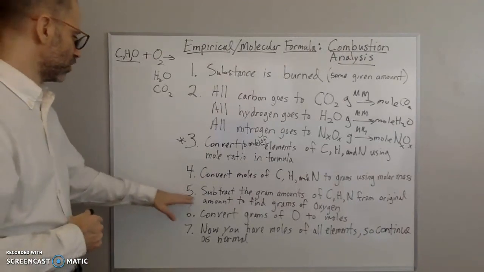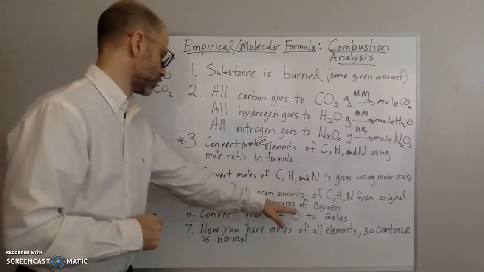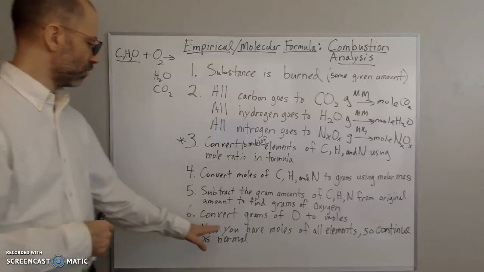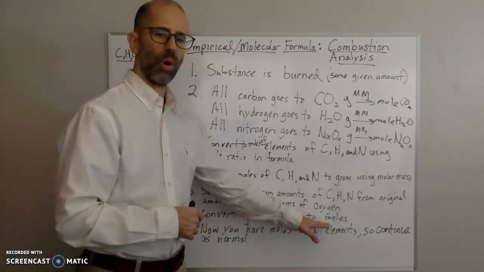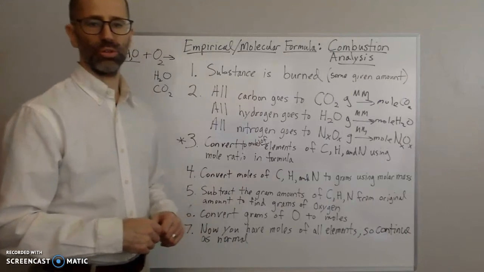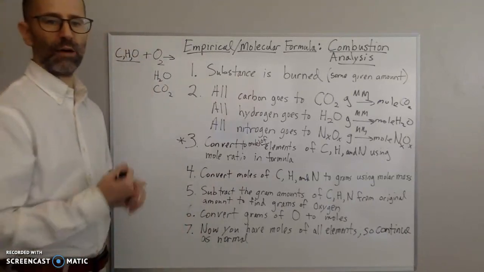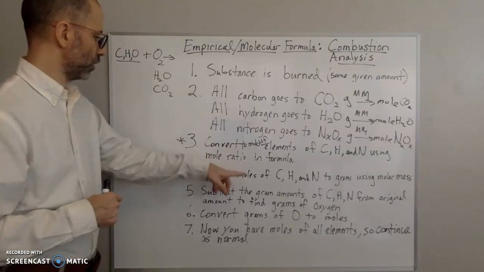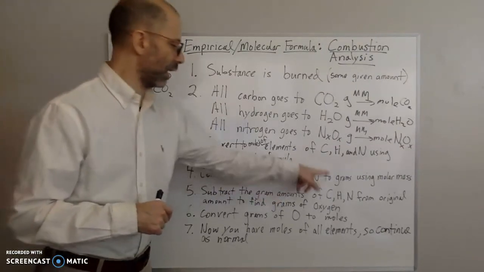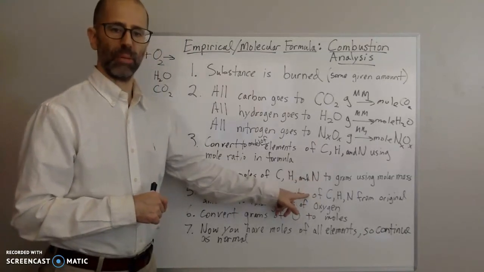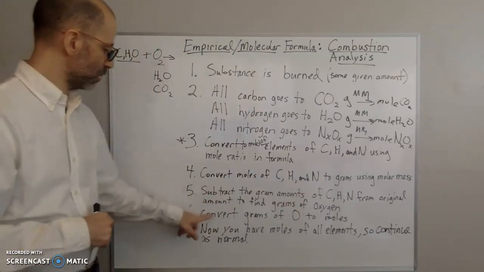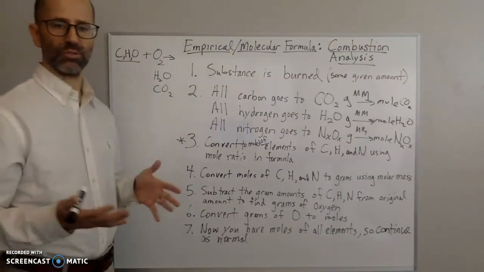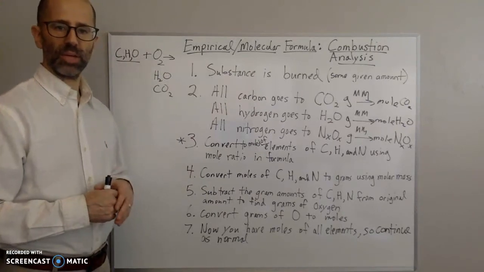So then you're going to subtract the gram amounts, you're going to find the grams of oxygen. And then once you find the grams of oxygen, you're going to convert the grams of oxygen to moles. So then you found the moles of your oxygen. So that would be the last step, right? Because you found the moles of your carbon and hydrogen and maybe nitrogen if it's in the problem, and then the last step is to find the moles of oxygen. Once you find the moles of oxygen, you've got moles of every element in your compound.